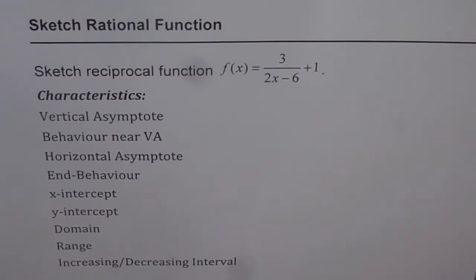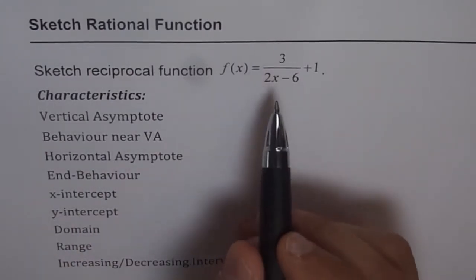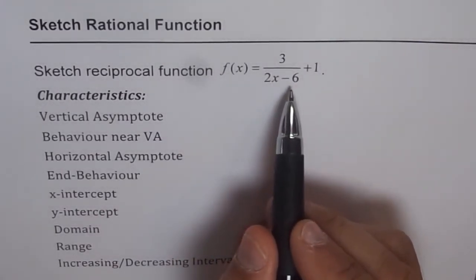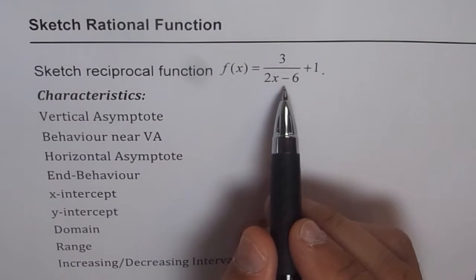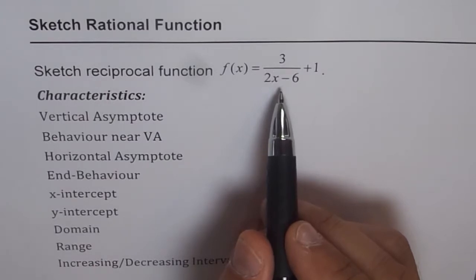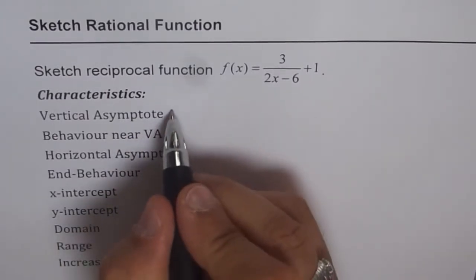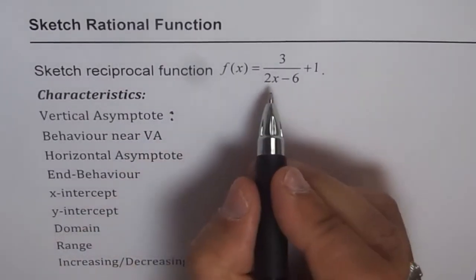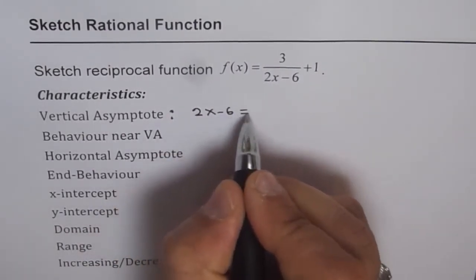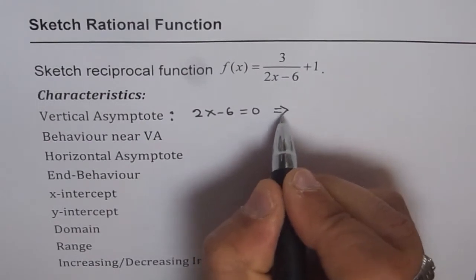Now, to find the vertical asymptote, we need to equate the denominator to 0. If the denominator is 0, then we'll get something over 0, which is undefined, and that gives rise to a vertical asymptote. That point is not in the domain of the function. So, to find vertical asymptotes, we'll equate 2x minus 6 equals 0. And from here, we can solve for x.